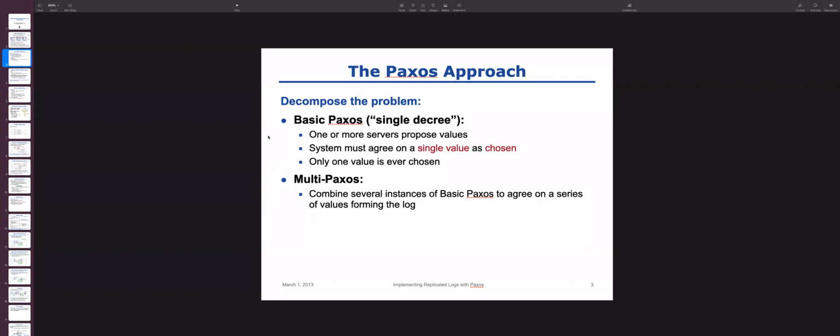So for basic Paxos, they call it single degree. In basic Paxos, we agree on one value on a particular index, and for multi-Paxos, we use multiple instances of basic Paxos to achieve multi-Paxos. Okay, we'll go through it one by one, how it works implementation-wise.